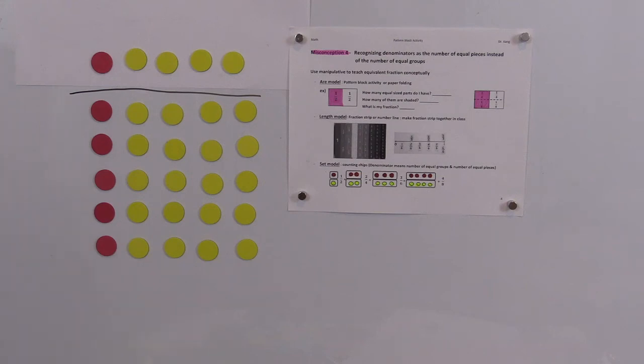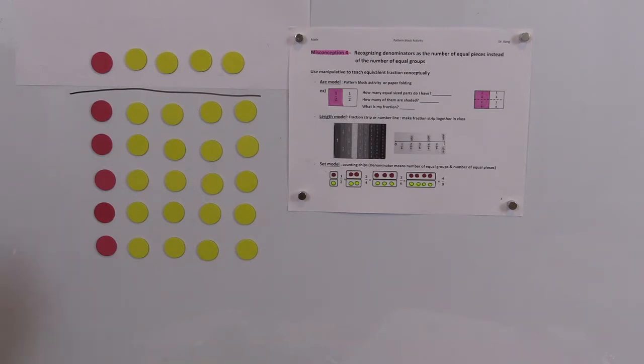So now let's talk about misconception 4. So what does it say? It says recognizing denominators as the number of equal pieces instead of number of equal groups. What does it mean? The wording is not clear. So recognizing denominator as a number of equal pieces.